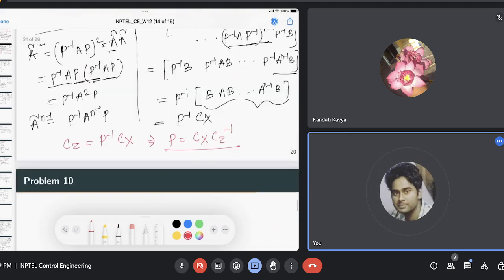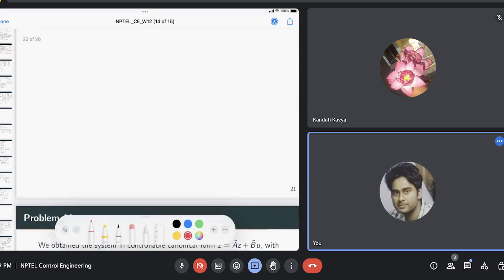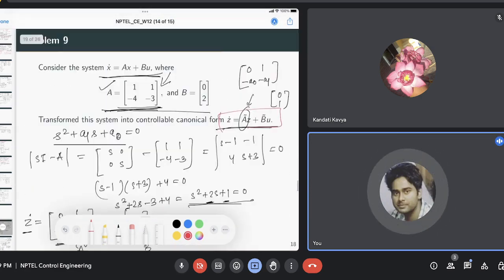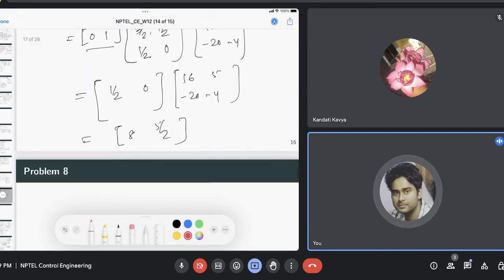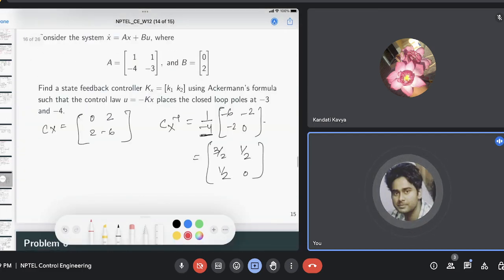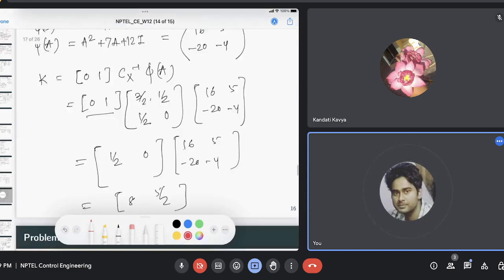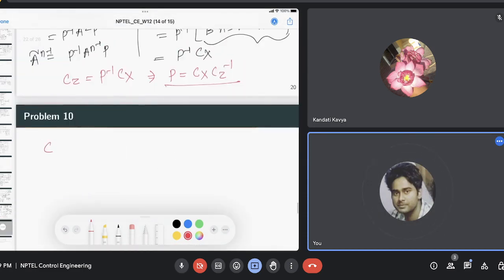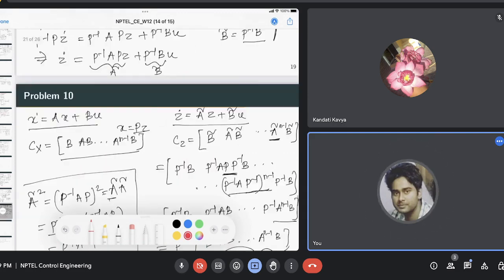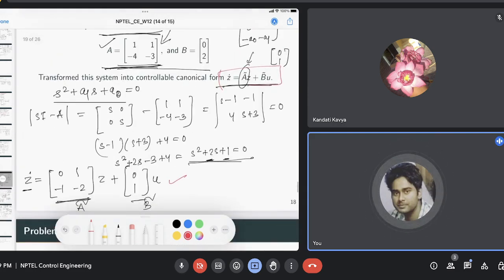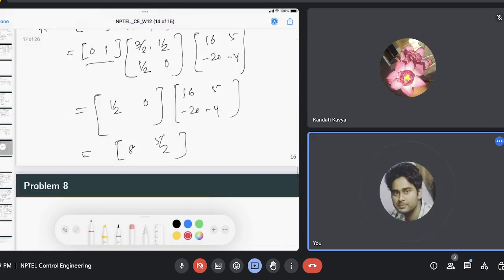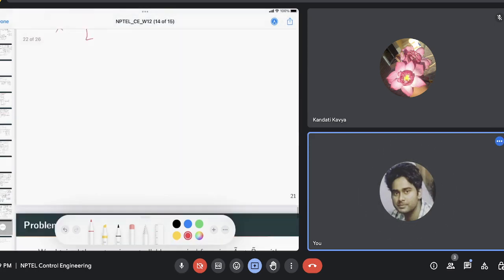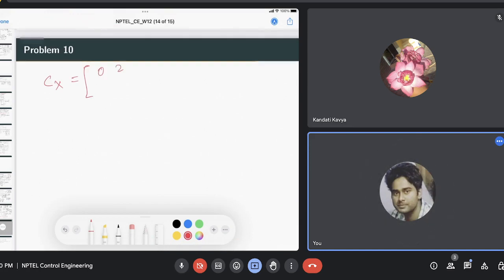Okay, so for our case, for this two-dimensional case, we already computed this controllability matrix for the original one, Cx. So I'll write this. Cx, in the x domain, the controllability matrix was 0, 2, 2, minus 6.